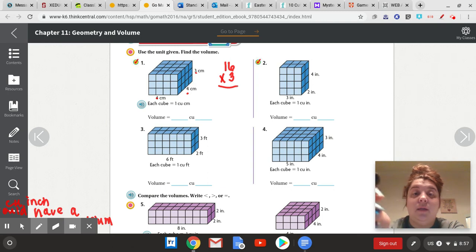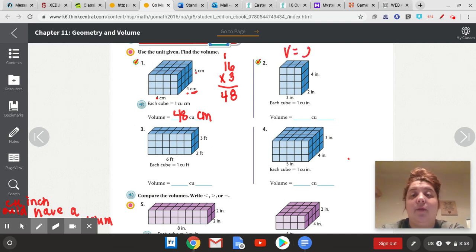What is 3 times 6? Well, that's 18. Write down your 8, carry your 1. 3 times 1 is 3, plus 1 is 4. So 48 cubic centimeters is how they're measuring it. Okay? Nice and simple. Here, remember, volume equals length times width times height.